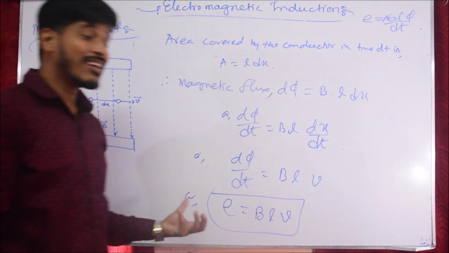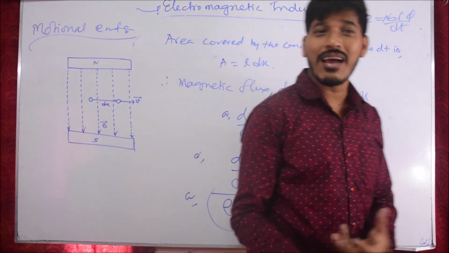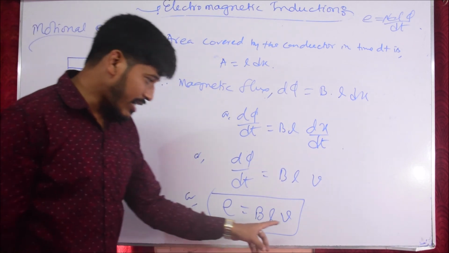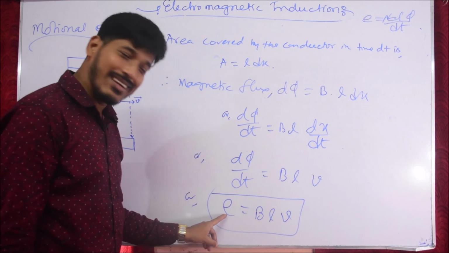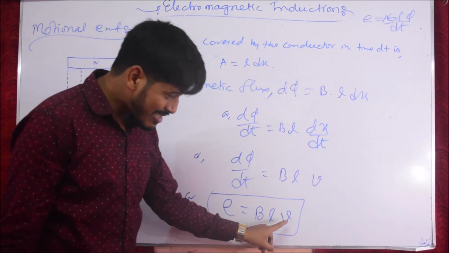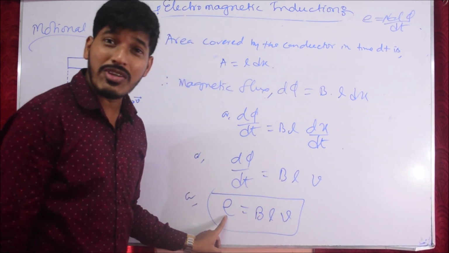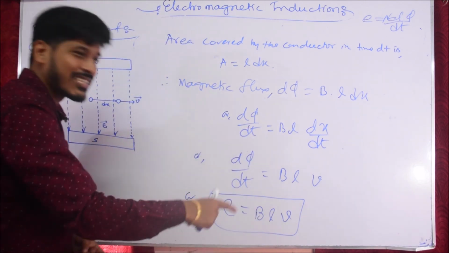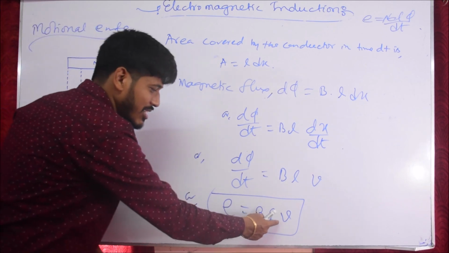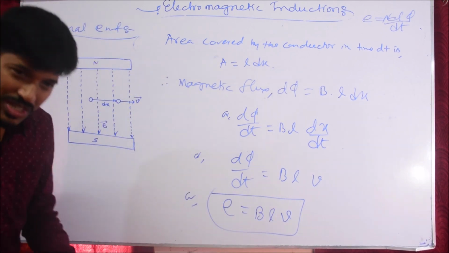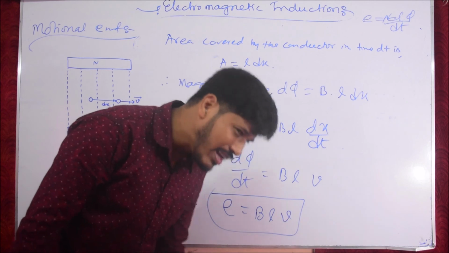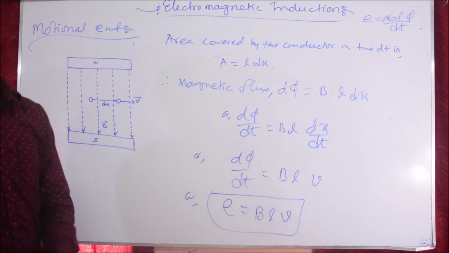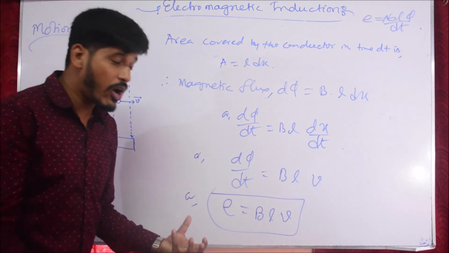But it is not necessary that the conductor always moves normal to the magnetic field. One thing: when the conductor moves, comes into motion, only then the induced EMF is produced. That is, this EMF is only because of the motion of the conductor, and once the velocity is 0, the induced EMF is 0. Hence it is known as motional EMF.